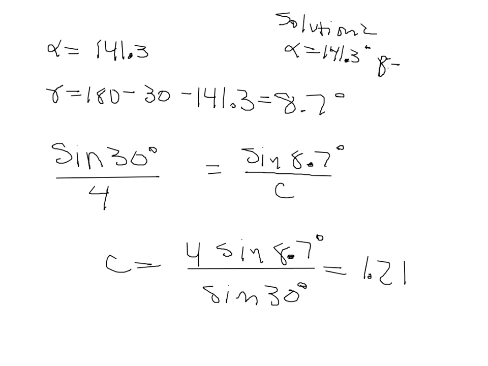Degrees, gamma equals 8.7 degrees, and C equals 1.21. So those are my two solutions. Okay. So let's see an example that is a side-side-angle, but only has one solution.